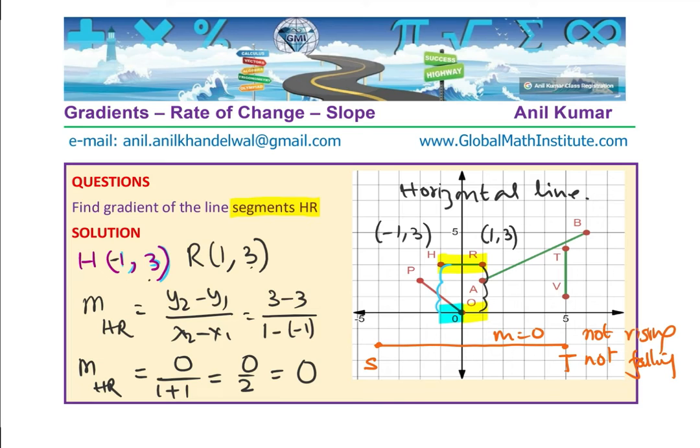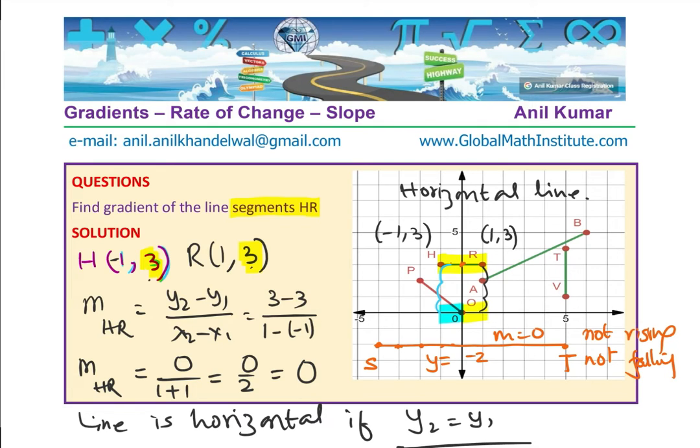And what is the equation? Do you see the y value in this case is constant? In this case, I wrote it as minus 2. So the y value is minus 2. We'll get to the equation of lines later, but that gives an idea. Every point here has the same y value. Do you see the y value for HR? It is 3. So if the y values are the same, then the line is horizontal. Correct? So the line is horizontal if y2 equals y1. You get the idea.